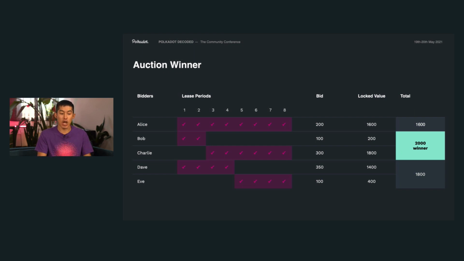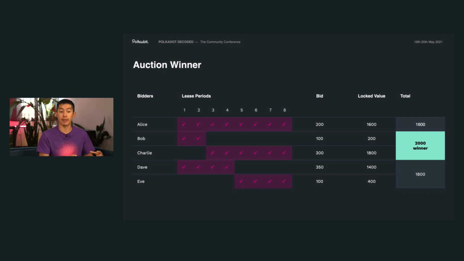You can see Alice at the top is bidding for all 8 lease periods and is willing to lock up 200 dots for that. Whereas Bob only wants lease periods 1 and 2 and is only willing to lock up around 100 dots. Now, when we actually evaluate everyone's bid, we don't take it at face value. We increase the locked value based on the amount of time they've locked it up for.